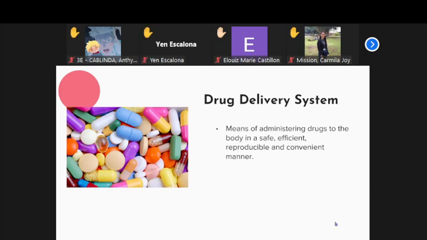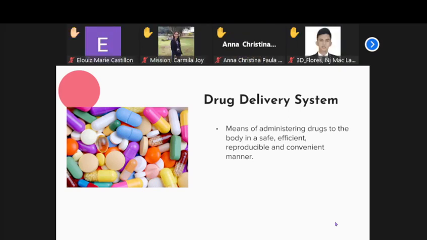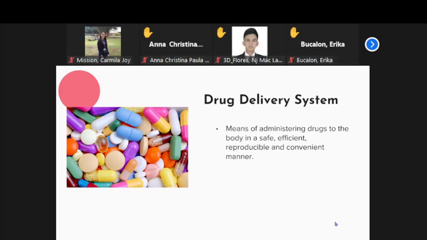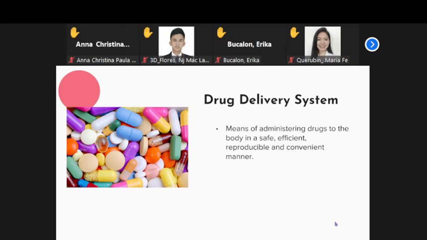Thank you. Who was next that raised their hand? I don't remember. Castillon? Yes, what's your answer? For me, ma'am, if the drug is palatable. Palatable. What about Mission? Hello po. If the active ingredient is correct for the specific condition it is meant to treat or cure.